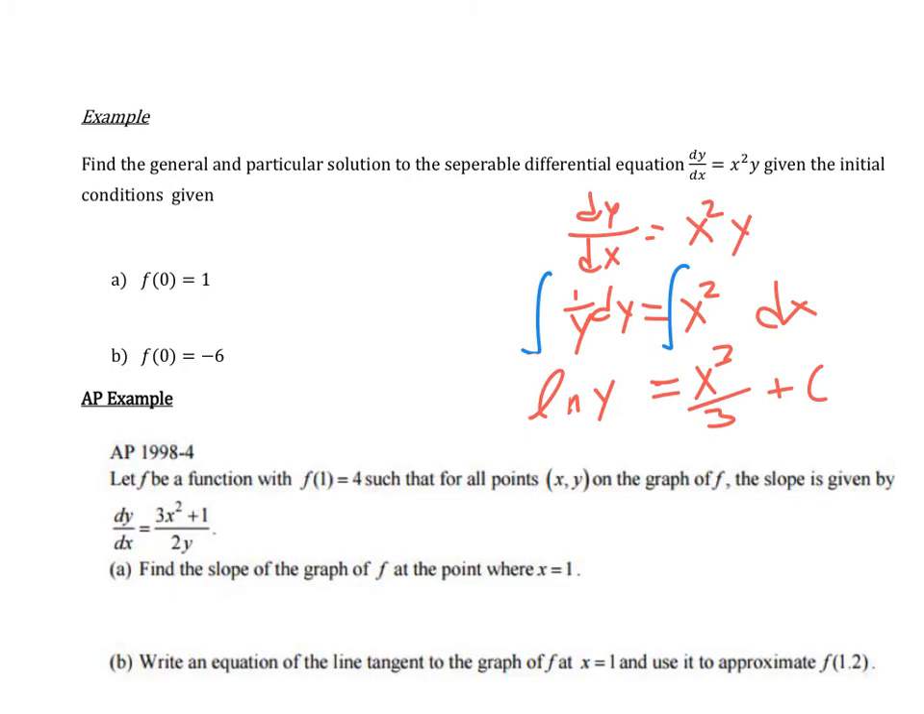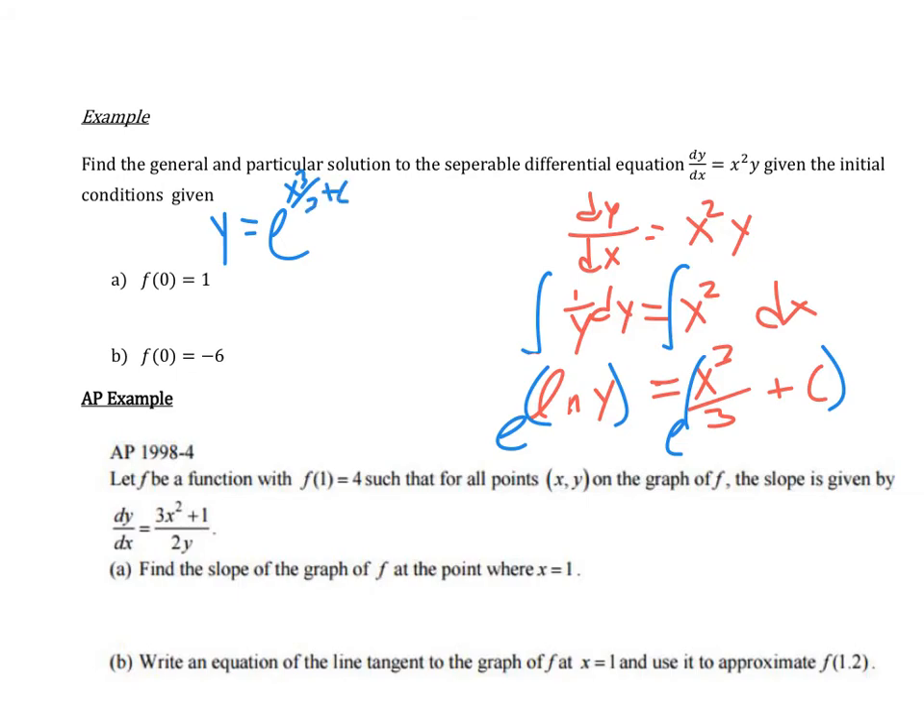Well, we're almost done. We want to solve this for y. So what we need to do is the opposite of a natural log, and that is make this an exponent, or we call this exponentiate. So we're going to take this to the e power equals this to the e power. And we end up with our general solution, which is y equals e to the x cubed over 3 plus c power.